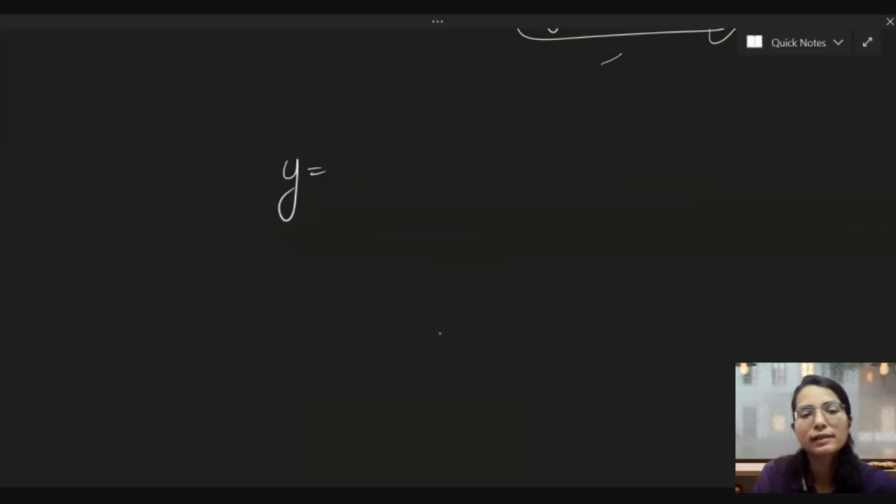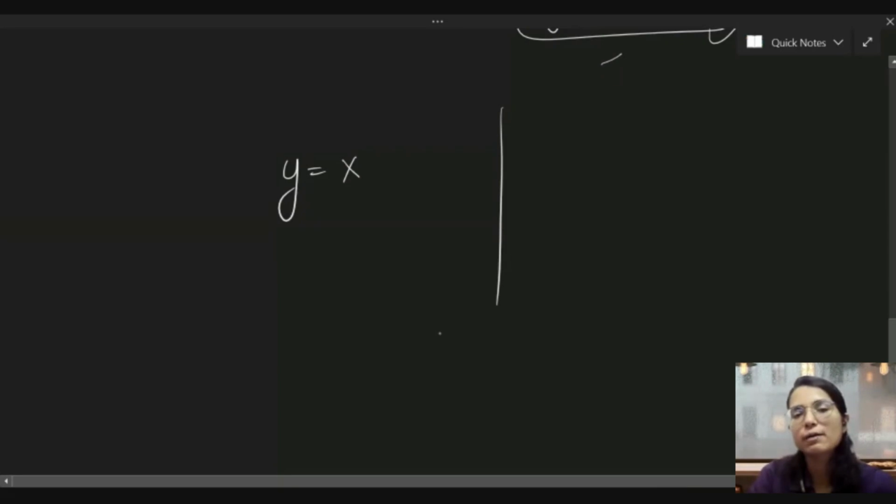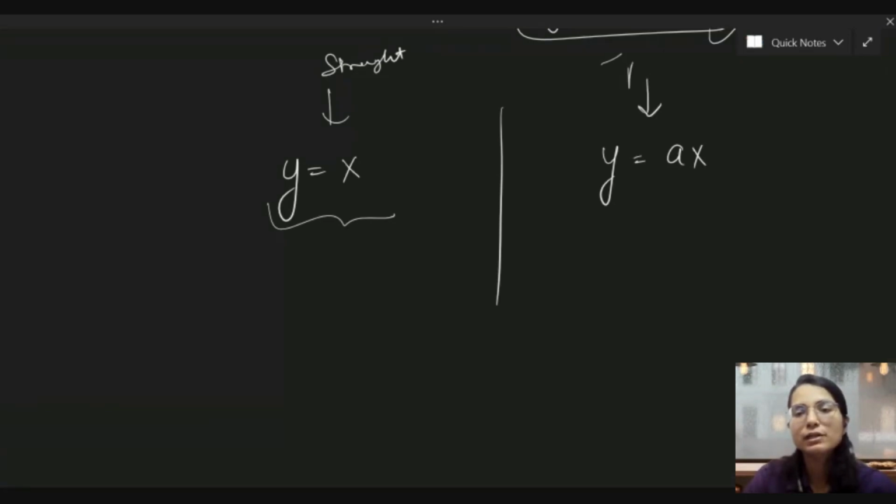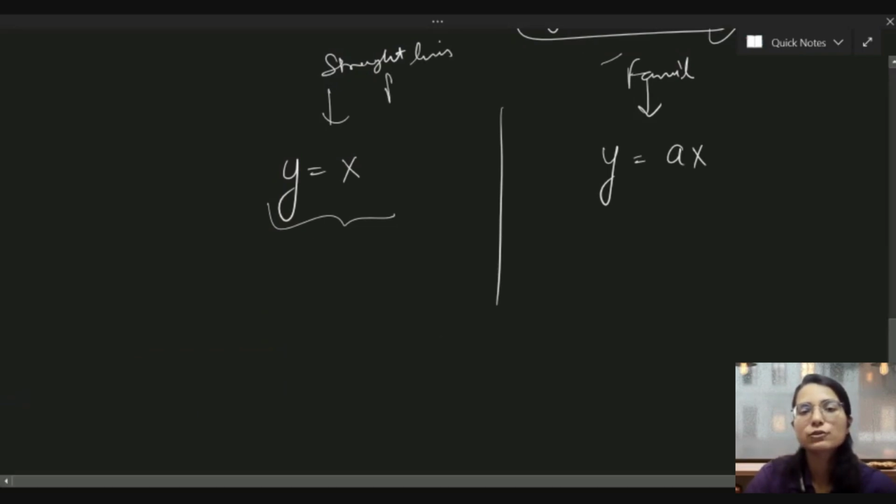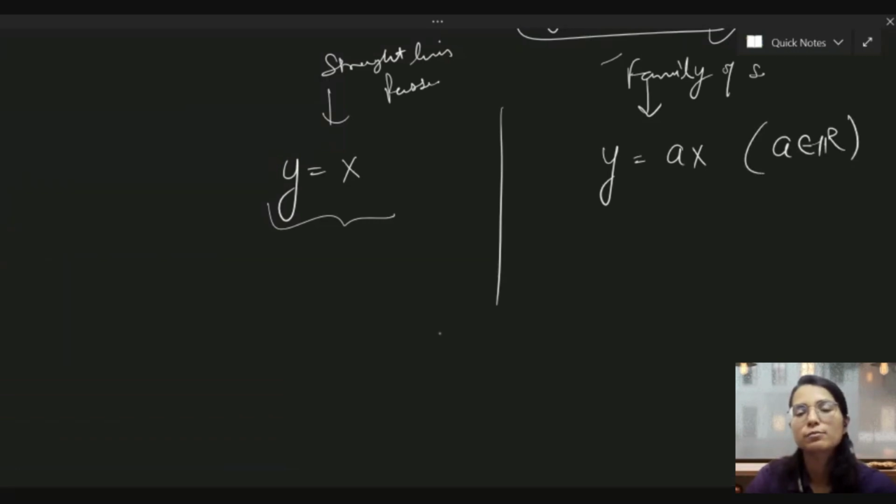For example, let me give you a brief idea about this. If you have y is equal to x, this is a straight line. And I have taken y is equal to ax, right? This is a family of straight lines passing through the origin, because a could be anything. a belongs to R, right? a could be 0, a could be non-zero, a could be anything.